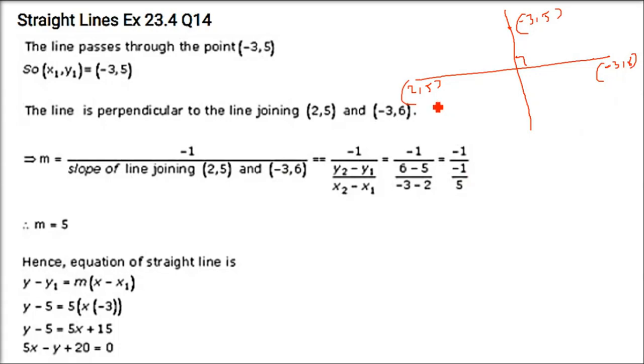Slope will be (6 minus 5) by (-3 minus 2), which is minus 1 by 5. As I said earlier, the slope of the perpendicular line will be minus 1 divided by the slope of the original line. The slope of L2 will be minus 1 by M1, which is M2. So the slope will be 5. Since M is 5 and (x1, y1) is (-3, 5), put x1 as minus 3 and y1 as 5. So 5x minus y plus 20 equals 0 is going to come.